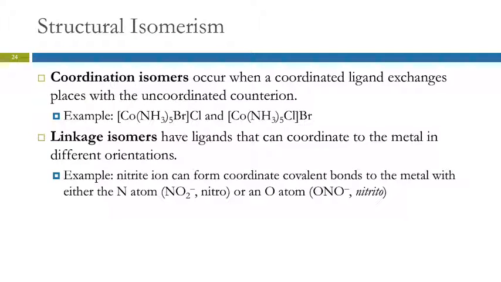Coordination isomers occur when you have a coordinated ligand being exchanged with an uncoordinated counter ion. In the example here we have cobalt, and its ligands are 5 ammonia molecules and 1 bromide ion, and the counter ion is a chloride ion. If we exchange the bromide and the chloride, so the chloride is now coordinated and the bromide is the counter ion, this is a structural isomer because the things are connected differently. It's different because of what is coordinated and what isn't. Does that make sense?